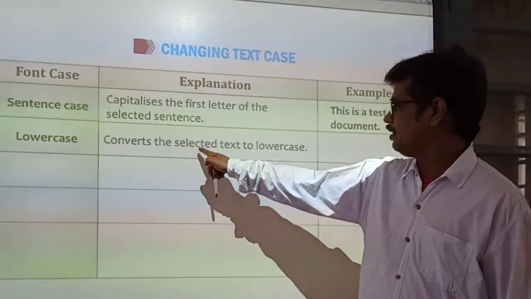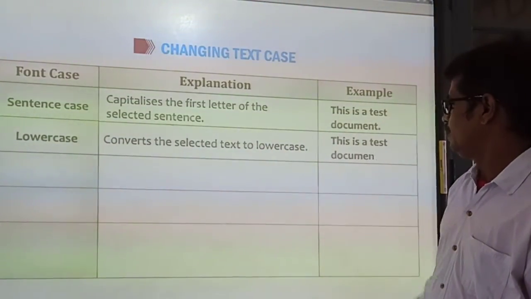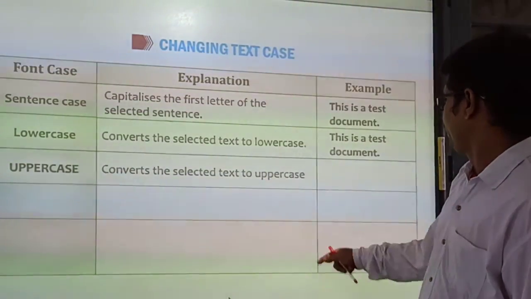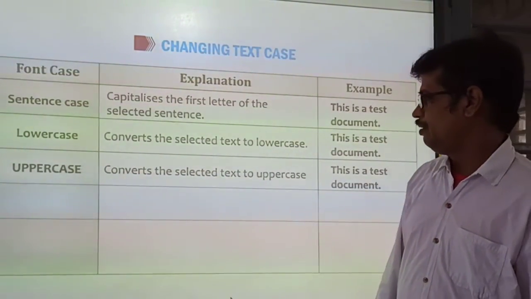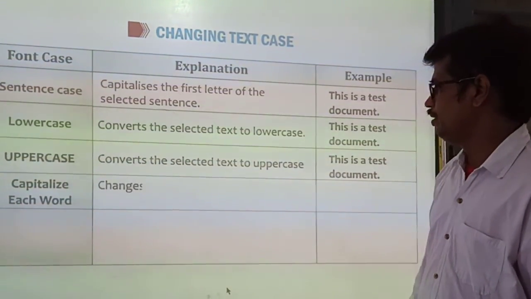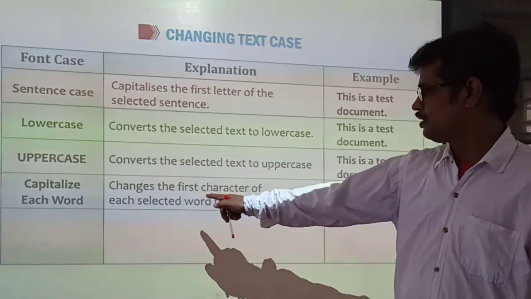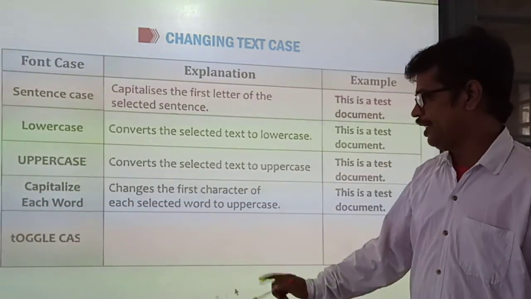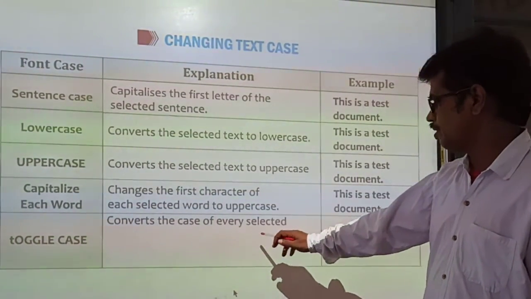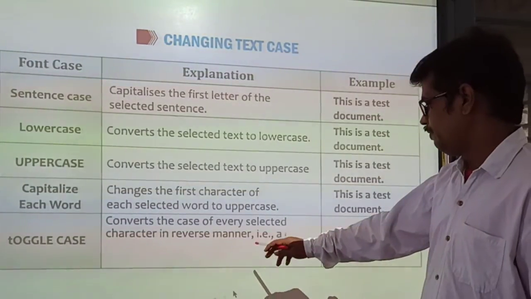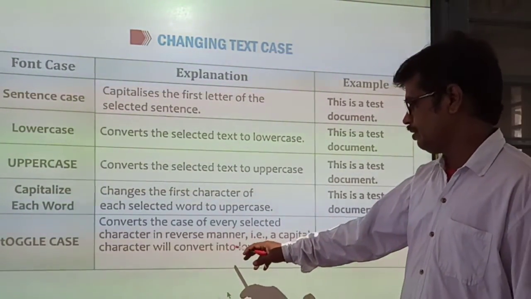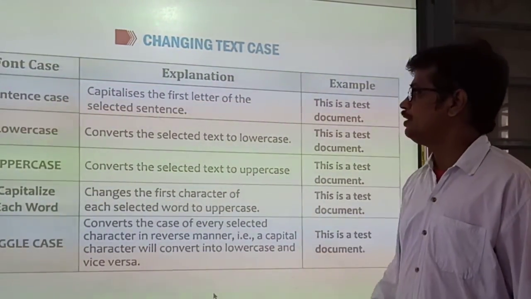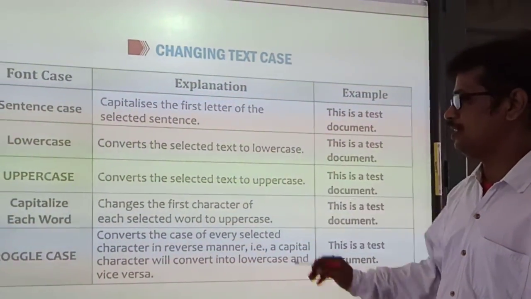Now lowercase converts the selected text to lowercase. Okay, now uppercase converts the selected text to uppercase. Okay, now capitalize each word changes the first character of each selected word to uppercase. Now next is toggle case. What is the use of toggle case? Converts the case of every selected character in reverse manner. That is, a capital character will convert into lower case and vice versa, means just opposite. Okay. So these are the uses of change case options.